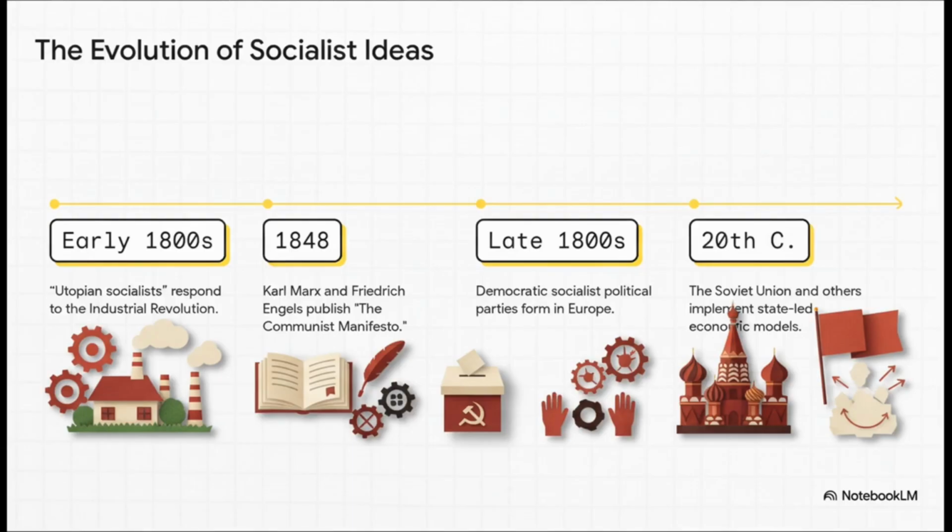Early thinkers, who are sometimes called utopian socialists, started experimenting with creating more cooperative communities. Then the idea got a huge jolt in 1848 with the Communist Manifesto by Karl Marx and Friedrich Engels. By the late 1800s, you started to see socialist political parties forming all across Europe. And then, of course, in the 20th century, we saw the rise of state-controlled economies in places like the Soviet Union, which, for a lot of people, became the defining image of what socialism looked like in practice.